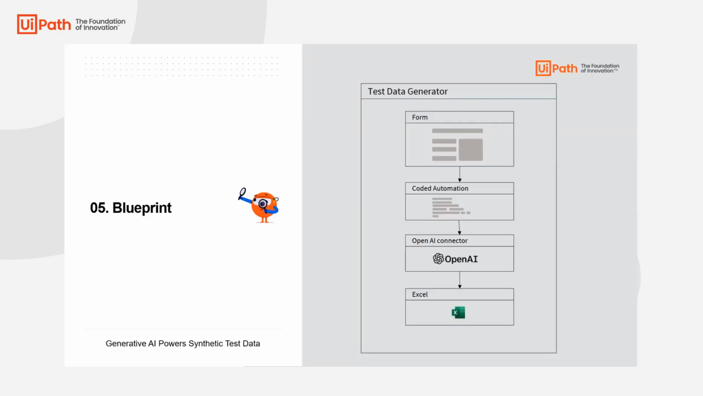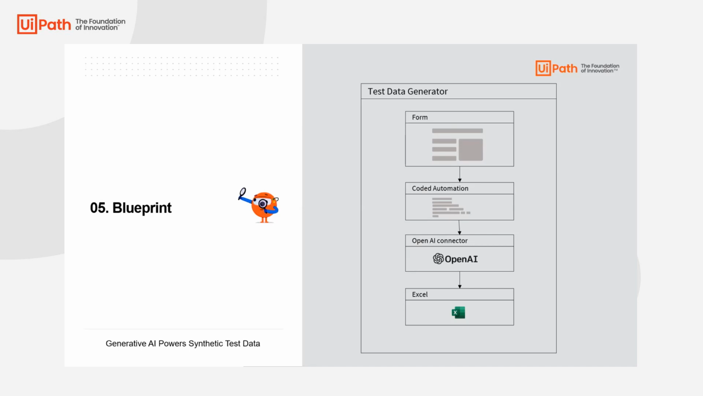We've created a test data generator using UiPath Studio, coded automation, and our OpenAI connector. Here you can see the blueprint. We raise a form at the very beginning, and this form allows the user to provide the path to the test case he or she wants to generate test data for. Then we use coded automation to process that information and to formulate a prompt. And this prompt we then send to OpenAI using UiPath's OpenAI connector. And when we receive back the test data result, we will store it in an Excel.